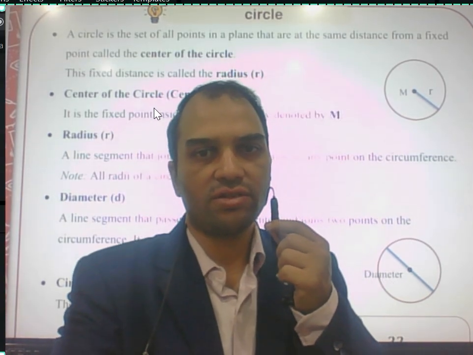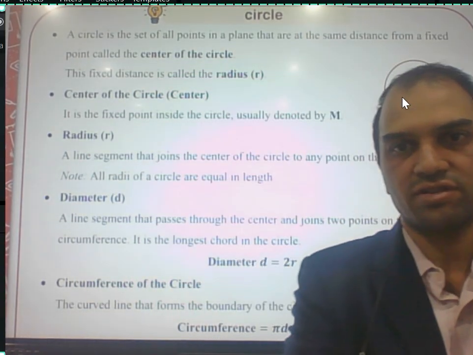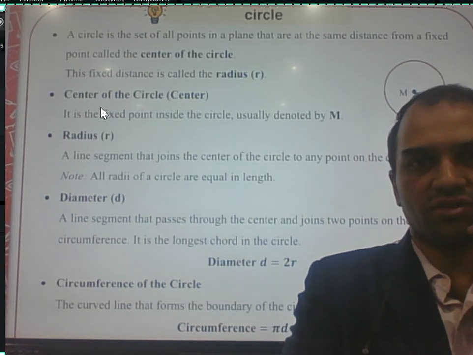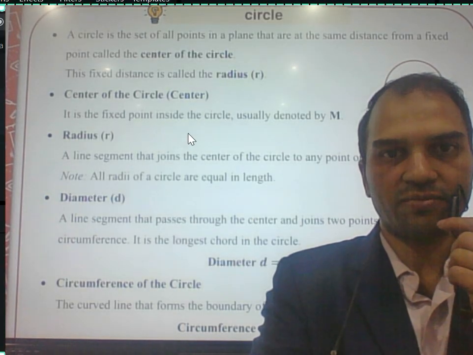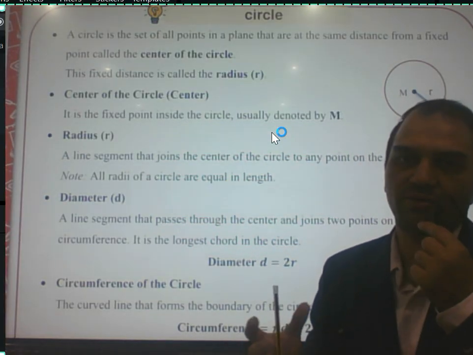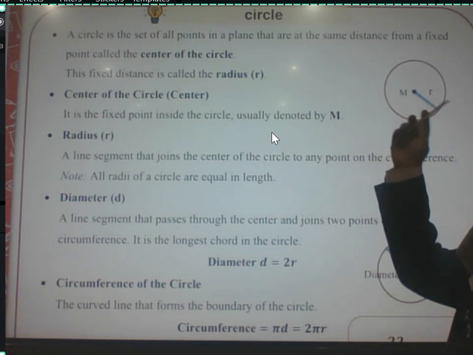Then the center of the circle, M here is the center of the circle, okay? What is the meaning of center of circle? It is the fixed point inside the circle, usually denoted by M. All the time, speaking about the center of the circle, we call it M, like this.